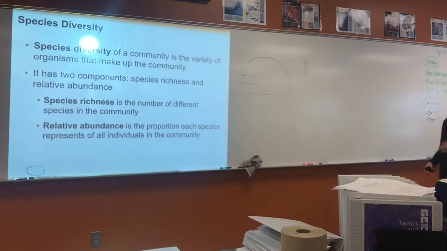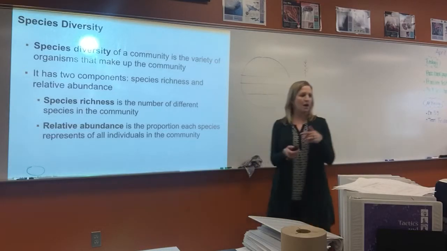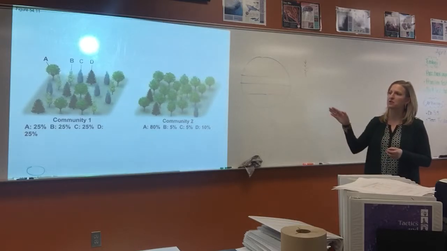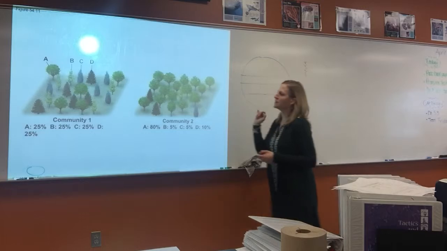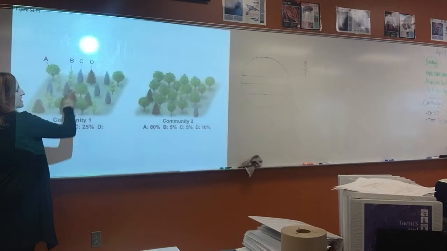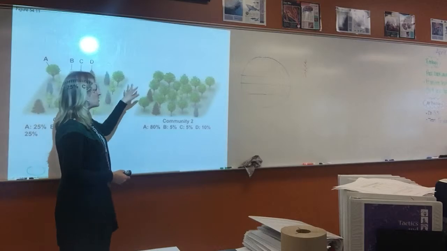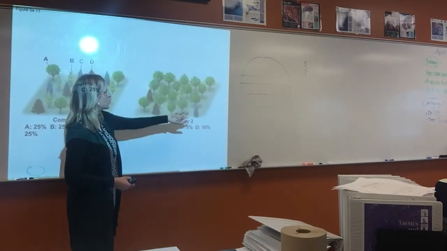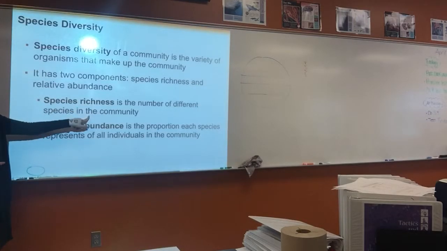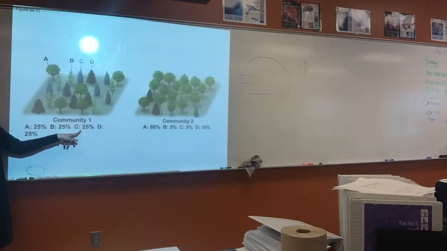And then both of these are really important because they give you information about the community. So for instance, to elaborate on that, with this diagram here, they have two forest communities labeled just Community 1 and Community 2. Each one of these species they just gave a generic letter, so species A, B, C, and D. Community 1 has 4 different species, and so does Community 2. So their species richness is the same. They each have 4 different types of plants. The abundance, though, is not the same.